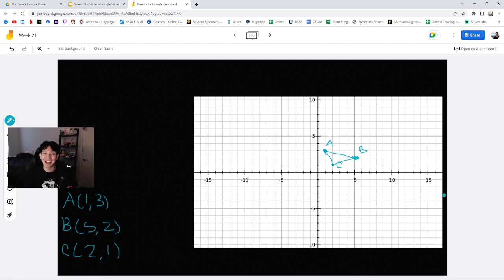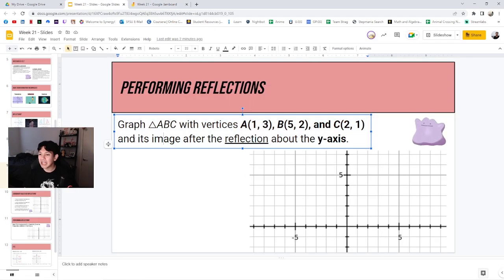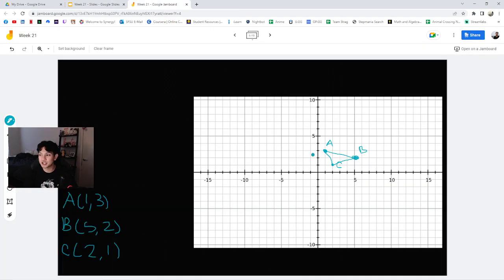And so our goal here is to reflect its image after the reflection about the y-axis. So we're going to reflect this triangle about the y-axis. Where is the y-axis located? Well, it is this vertical line that I'm tracing that goes vertically right over here. So this is the y-axis, okay?